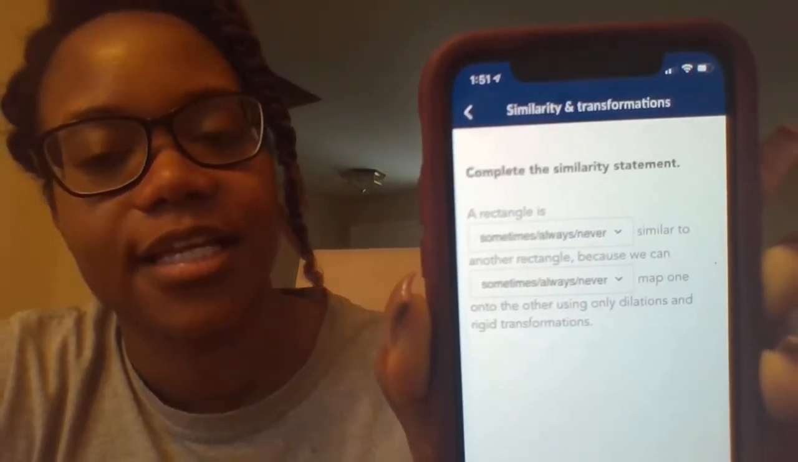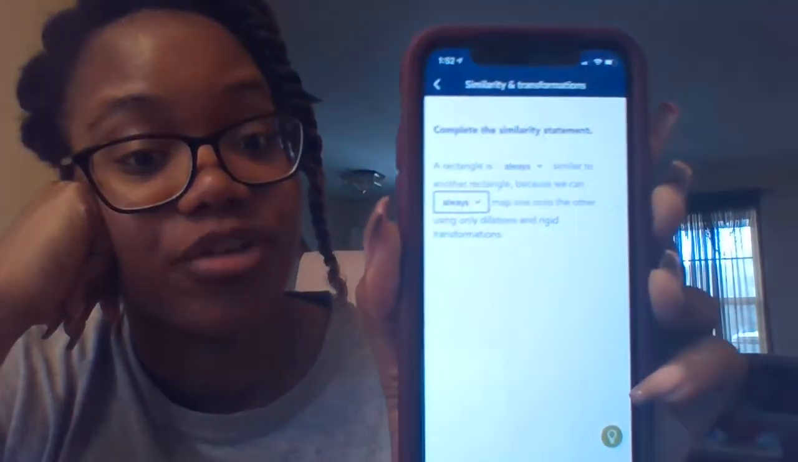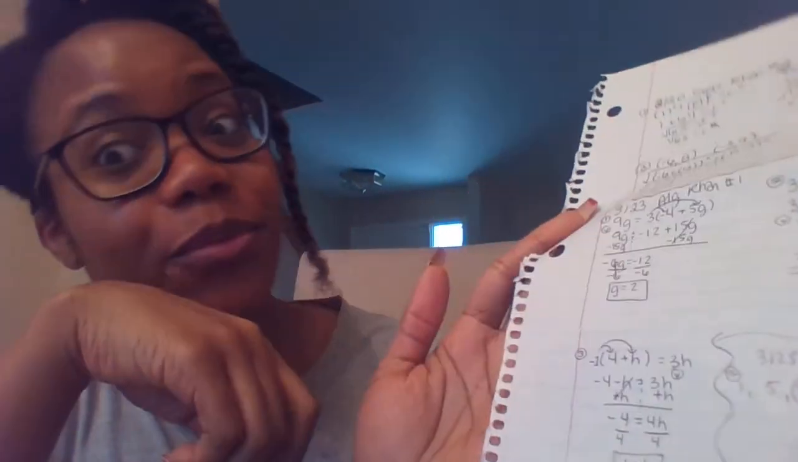So let's figure out what these answers should be. A rectangle is always similar to another rectangle because we can always map one onto the other using only dilations and rigid transformations. Happen to be incorrect. Let's think about that a little bit differently. My apologies for that mistake. We all make mistakes. We're all human.